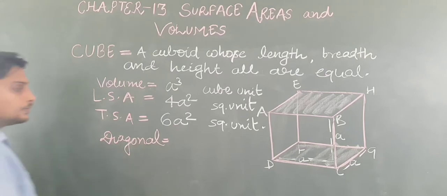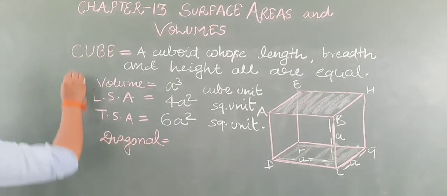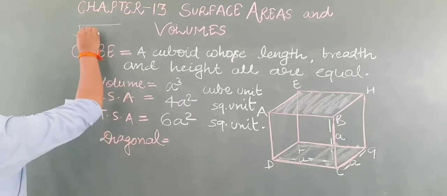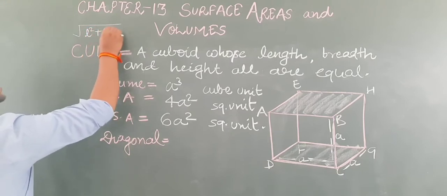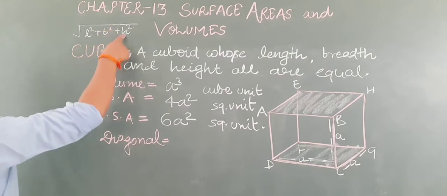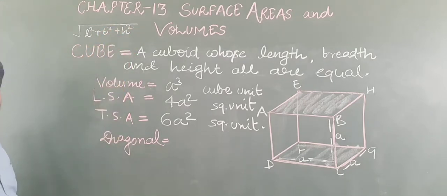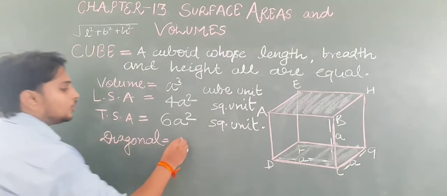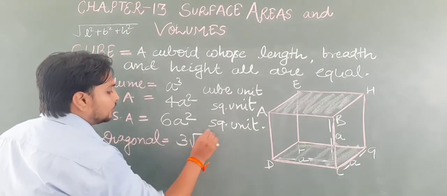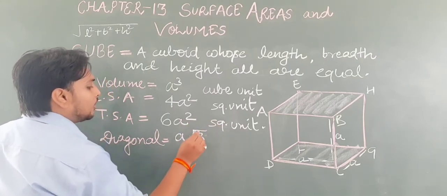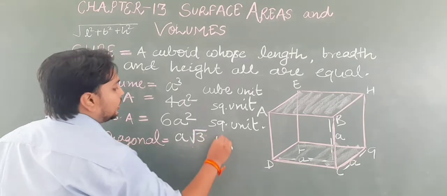The diagonal of a cube you can compare with the diagonal of a cuboid. In the diagonal of the cuboid it was the square root of L square plus B square plus H square. Here you can see that each is A square: A square plus A square plus A square, which is 3A square. A square will come outside of the root, and 3 is left under the square root, so the diagonal is A root 3 units.